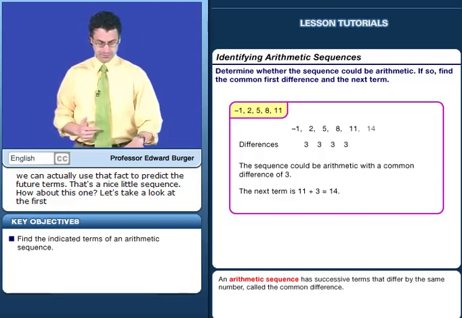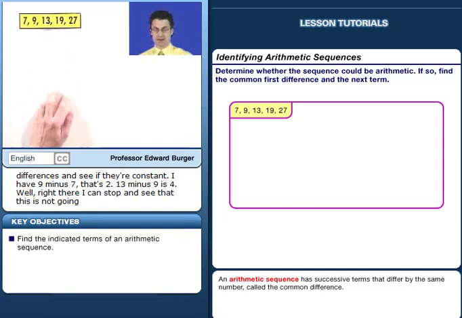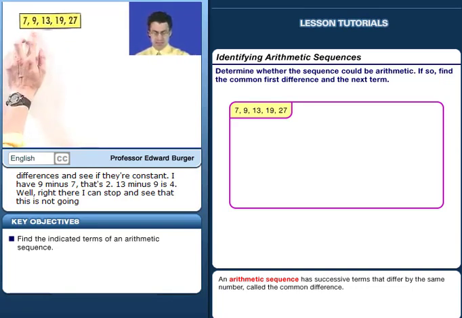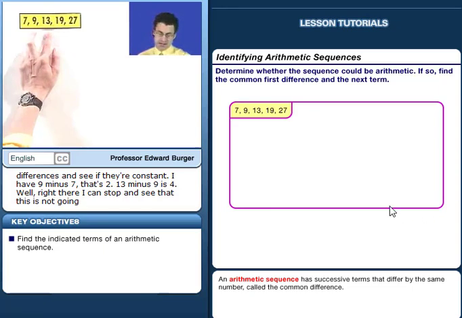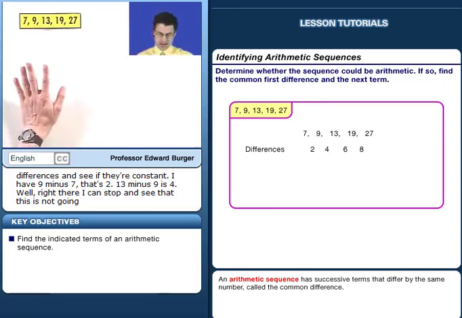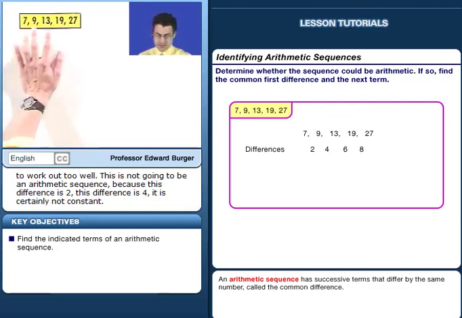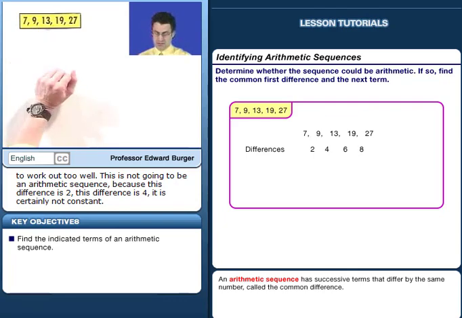How about this one? Well, let's take a look at the first differences and see if they're constant. So I have 9 minus 7, that's 2. 13 minus 9 is 4. Well, right there I can stop and see that, in fact, this is not going to work out too well. This is not going to be an arithmetic sequence because this difference is 2, this difference is 4. It's certainly not constant.